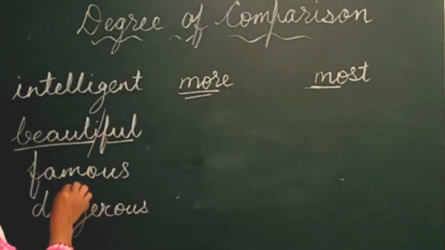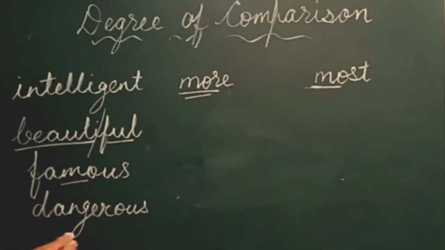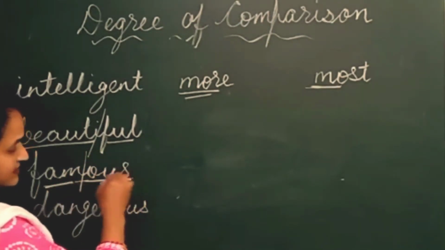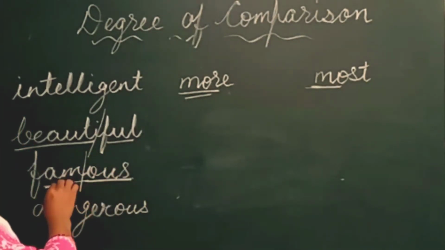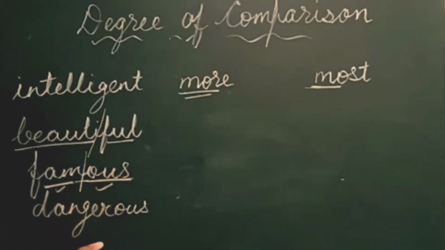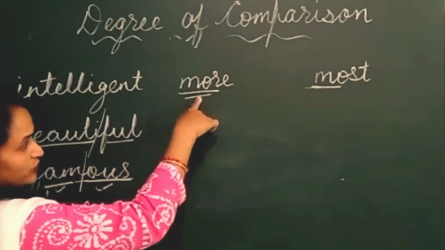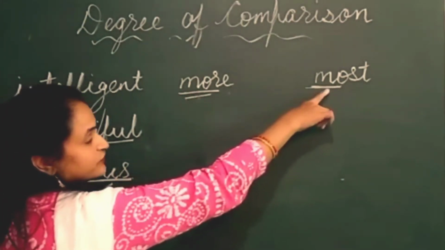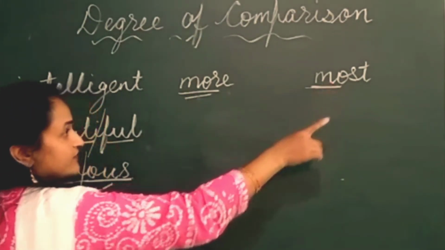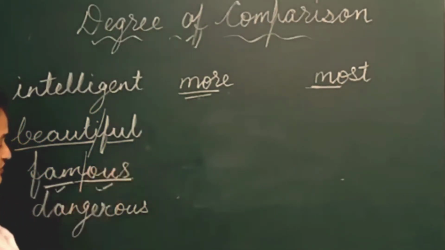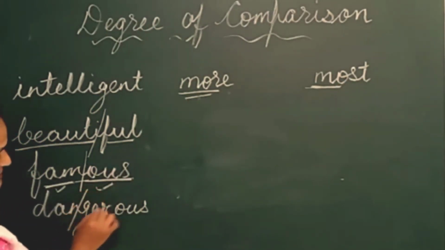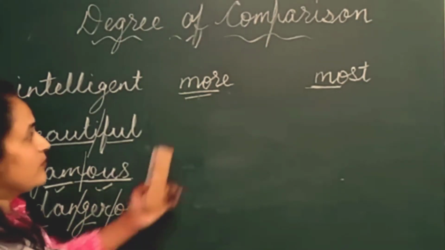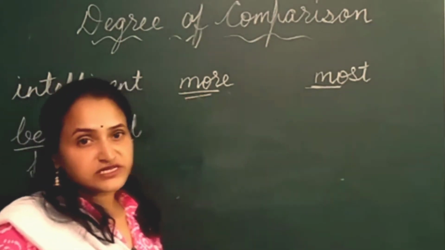Now look at the next word, famous. Fame, famous. Here again it is a two syllable word. So with this we use more to make its comparative degree, more famous, and for the superlative degree we use most, so it becomes most famous. Dangerous is a three syllable word, so more dangerous and most dangerous.